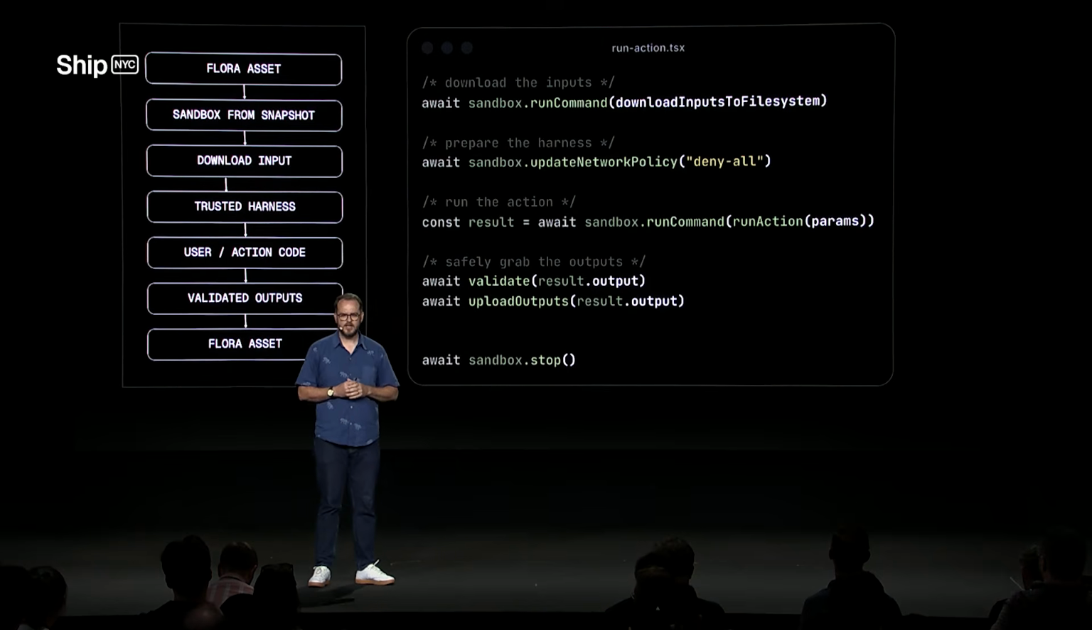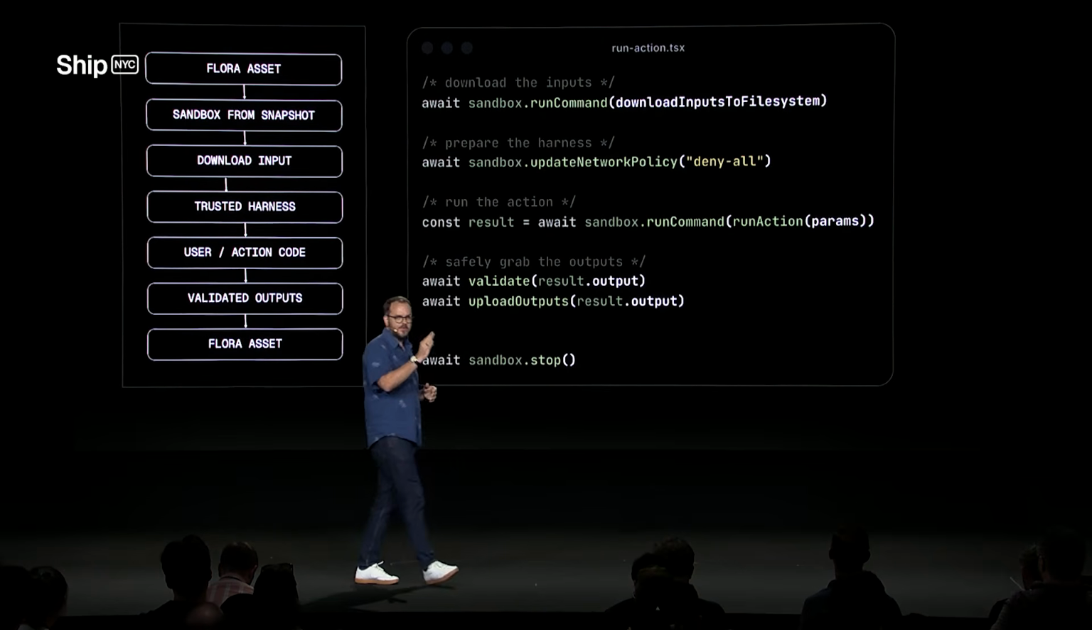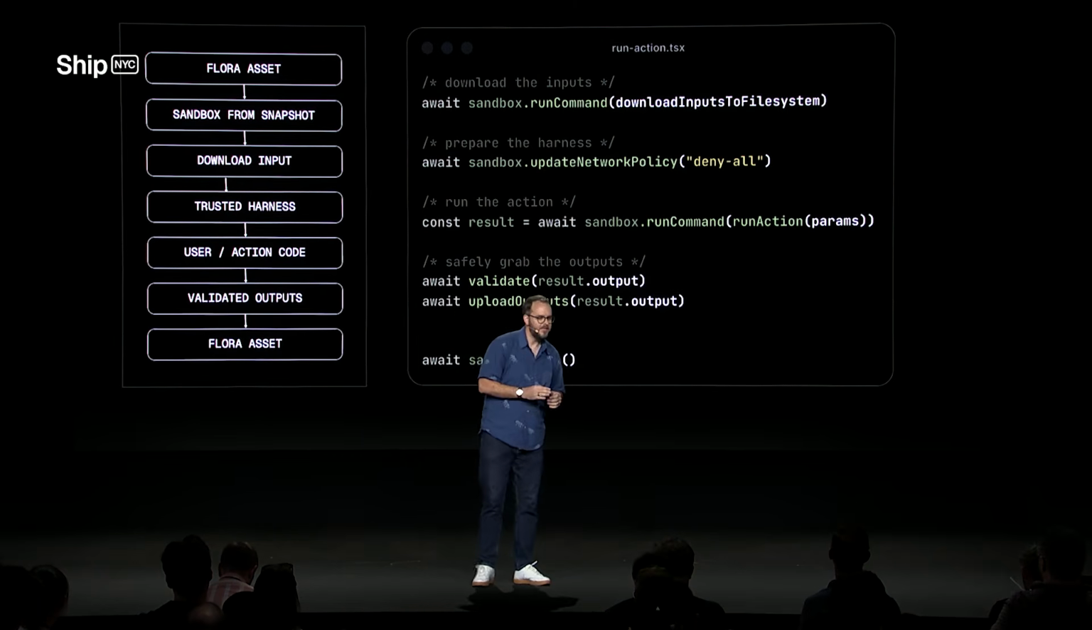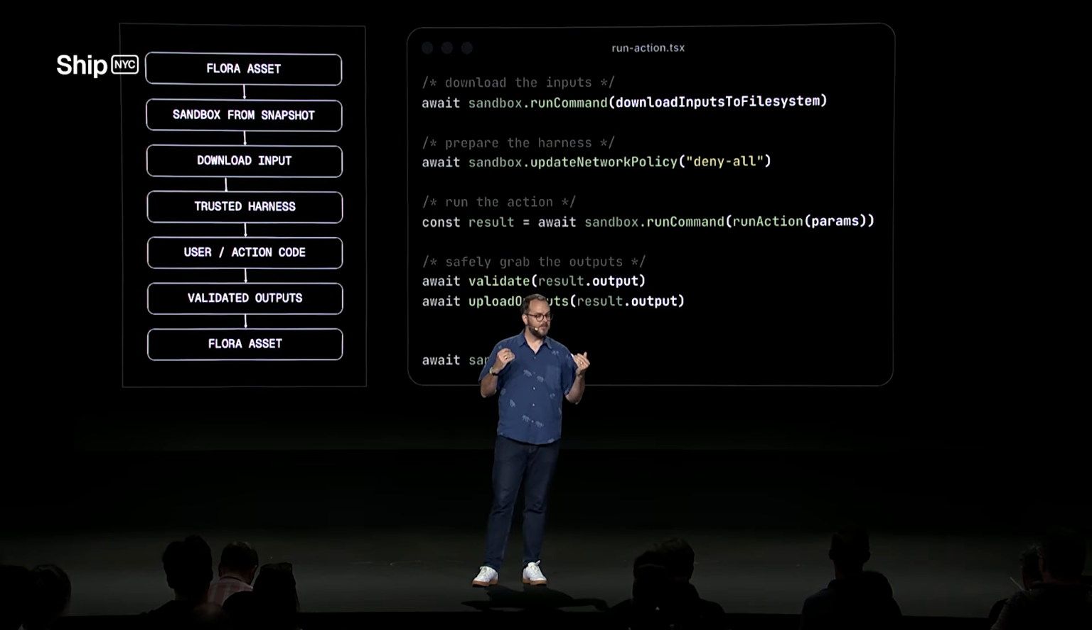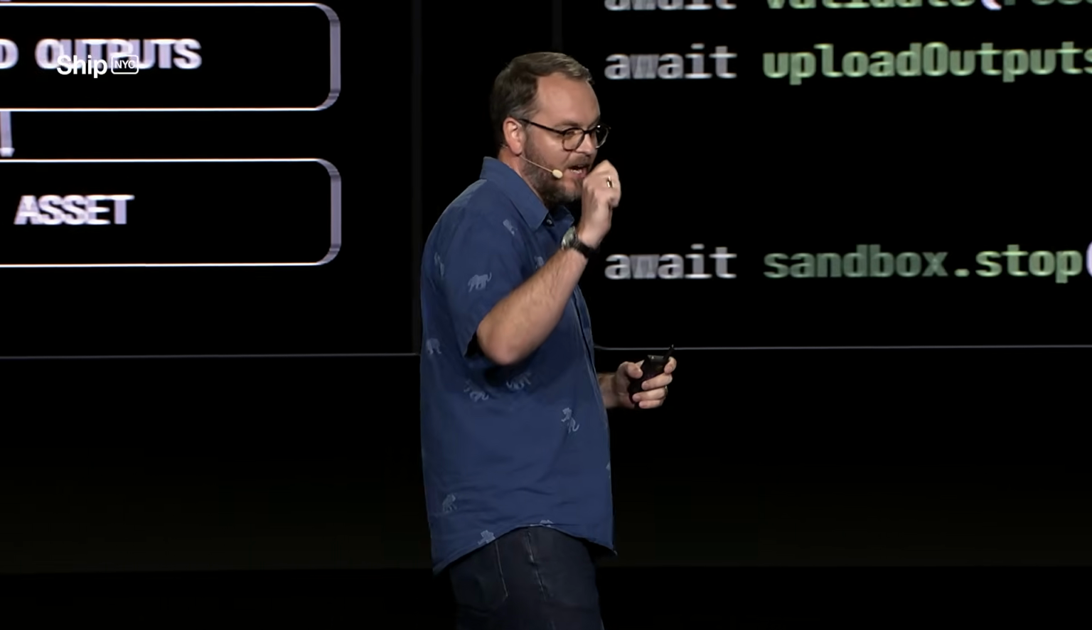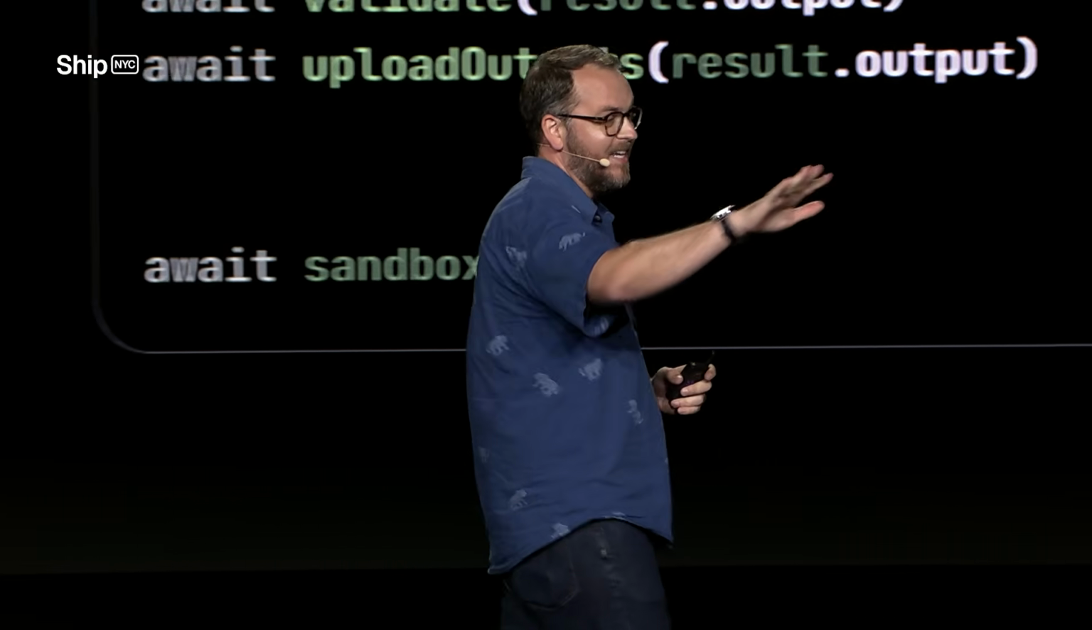Here's a little look under the hood. So it starts with the FLORA asset, and then we spin up a sandbox from a snapshot. We download the inputs. We create that trusted harness. We lock down the network, so importantly, actions don't have access to any of the network. They can't get into too much trouble. And then we run that untrusted code on behalf of the users.